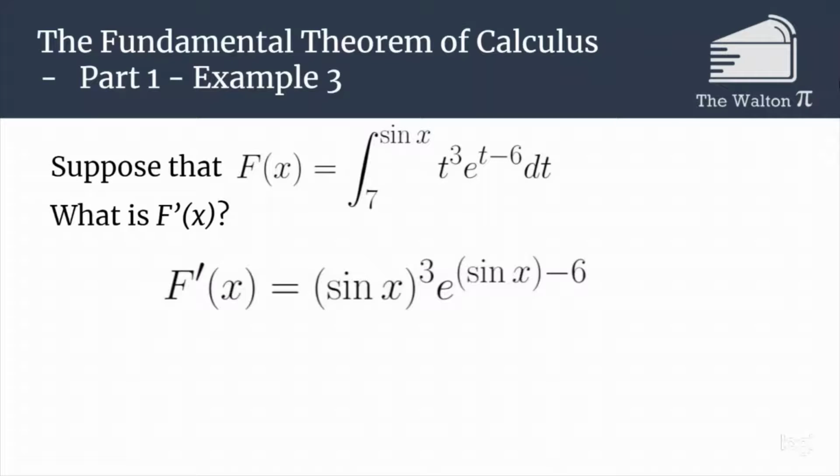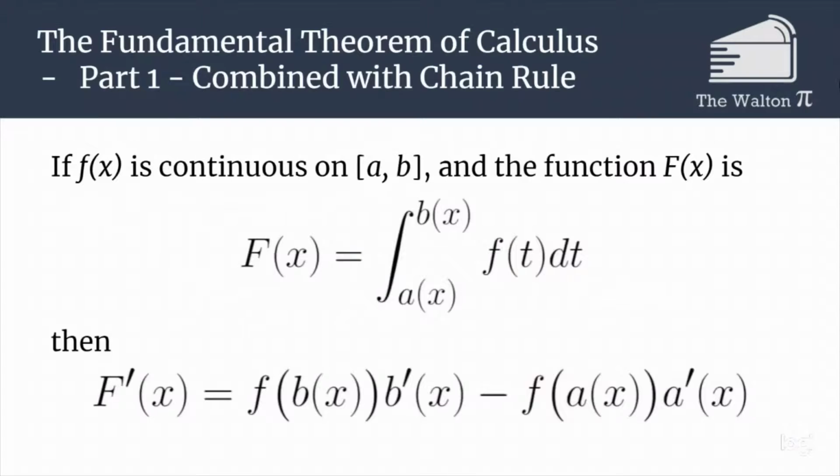So we are going to have sine of x cubed times e to the sine x minus 6, but then we have to multiply it by the derivative of sine of x. So we are going to multiply it by a cosine of x. So we have to remember the chain rule if it's not constant to x. If it's a constant to a function of x, we are going to need to use the chain rule.